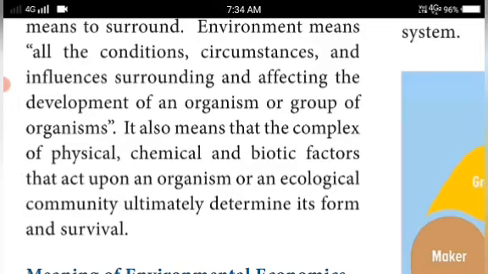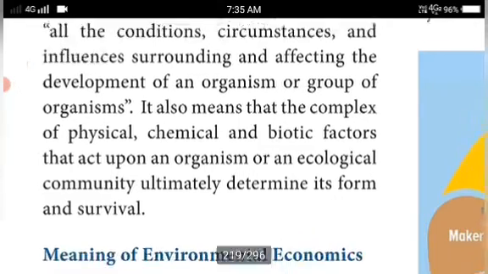It also means the complex of physical, chemical and biotic factors acting upon an organism or an ecological community. So it ultimately determines its form and survival. How can they survive? How is it forming? Everything comes here. This is the meaning of environment.